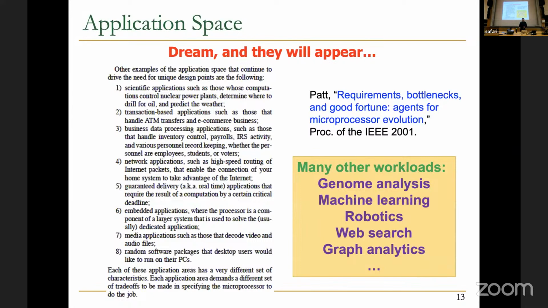So application space is actually quite broad. This is an old paper, a beautiful, insightful paper that talks about how microprocessors have evolved over time. And clearly, there are many, many different applications. This paper lists a lot of applications here, which I will not talk about. There are also random software packages, as you can see.